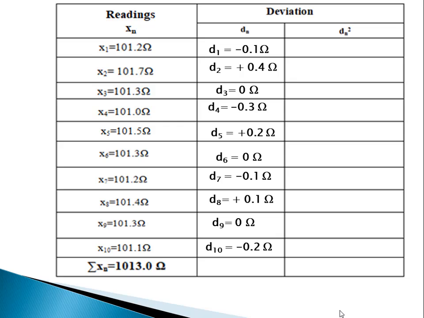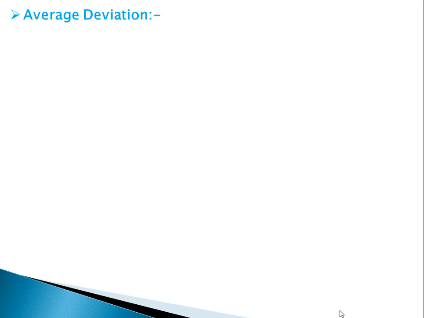Now the next step is we have to add these 10 deviation values. During calculation, we should remember that we should neglect the negative sign in the given value, so that summation dn becomes 1.4. Next term, that is average deviation. Here the equation for average deviation DAV is equal to summation dn, where n is varying from 1 to n, divided by n.